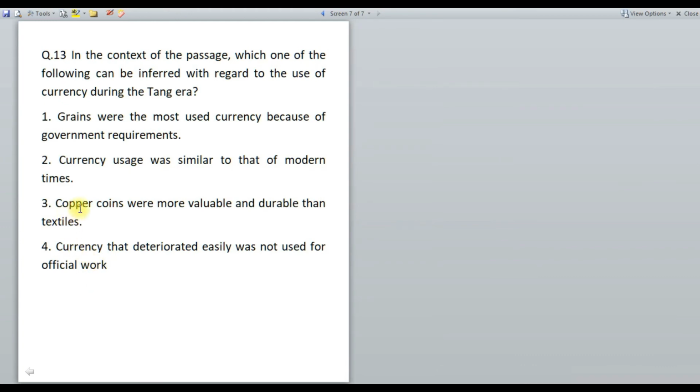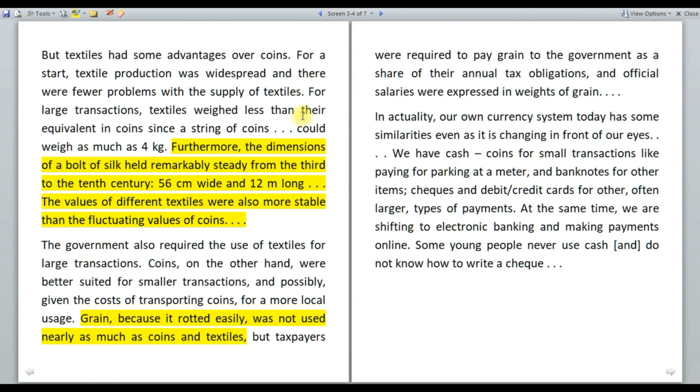Option 3 therefore is only partly true. The copper coins were more valuable is false, more durable is true, and therefore this cannot be inferred. Fourth one, currency that deteriorated easily was not used for official work. Let's see where the related information is given in the passage. Which is the currency that deteriorated easily? Grain is that currency. Let us read what's written about that.